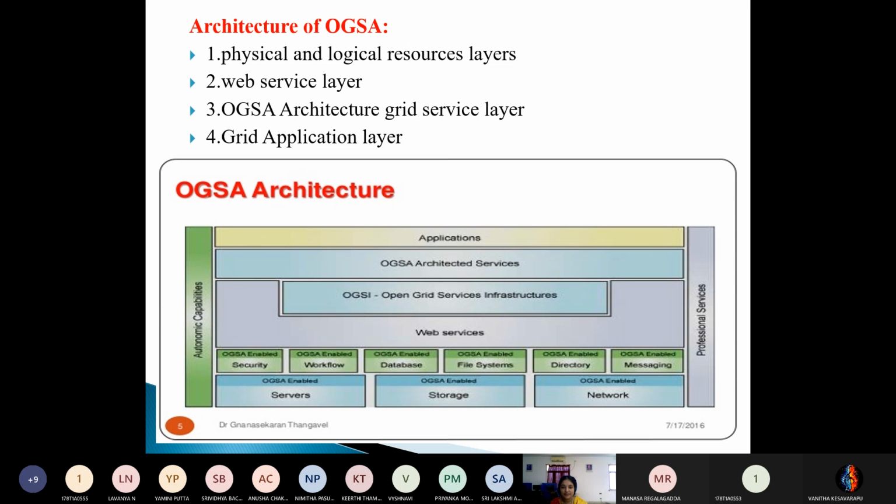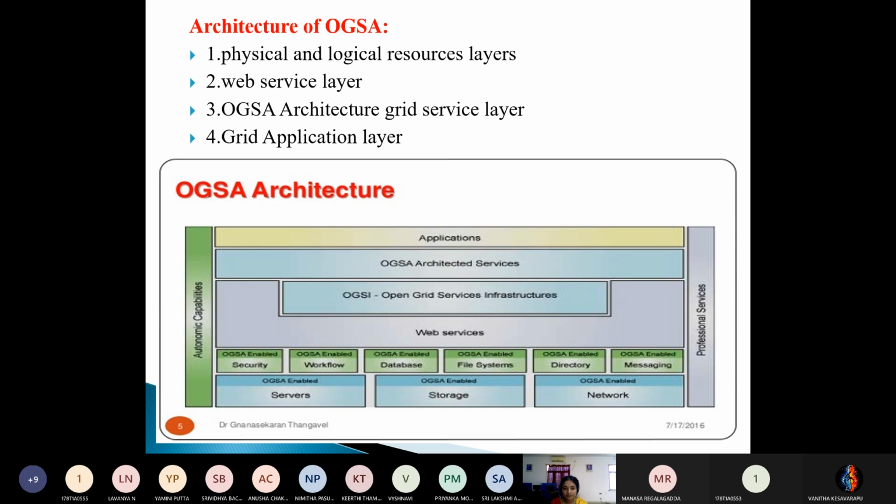What is the use of these four layers? How do they interact with each other? What components are available in each and every layer? Now we are going to discuss the physical and logical resource, web service, OGSA architecture and grid application layers. First, coming to the physical and logical resource layers.